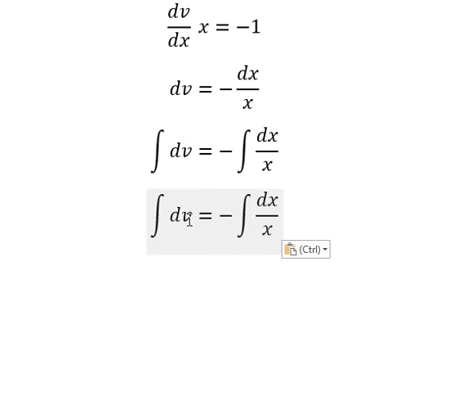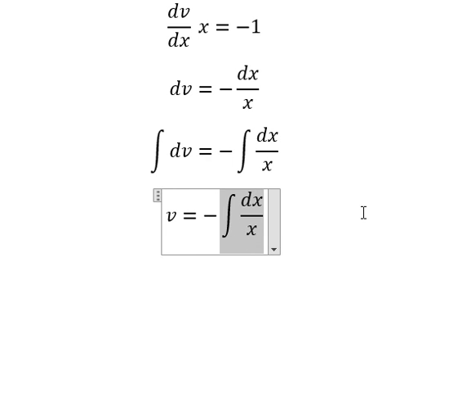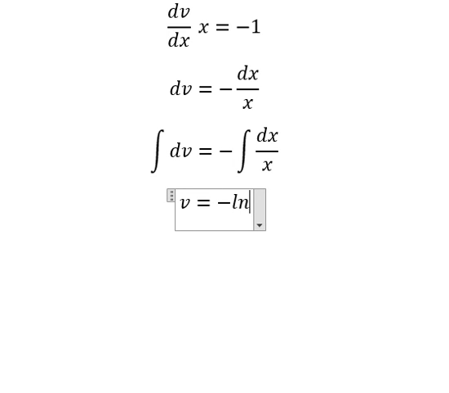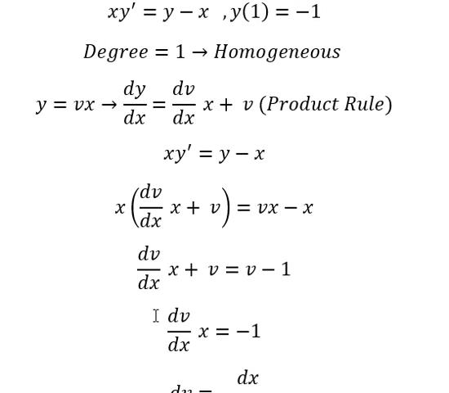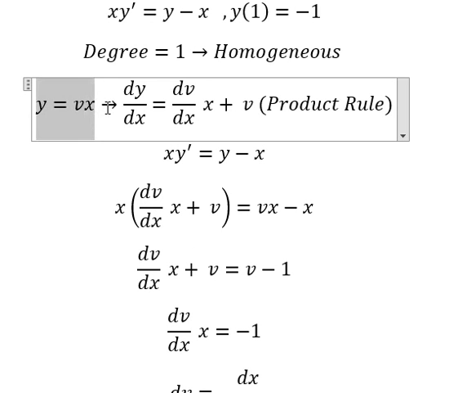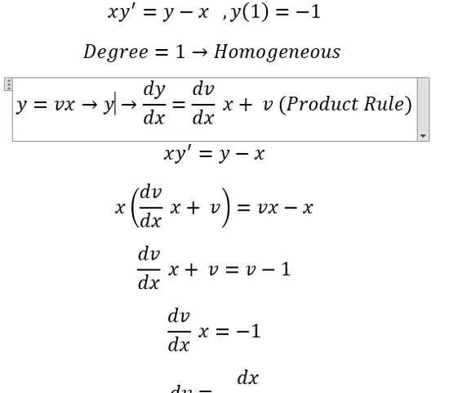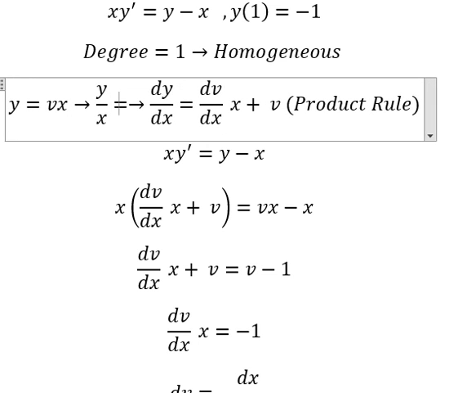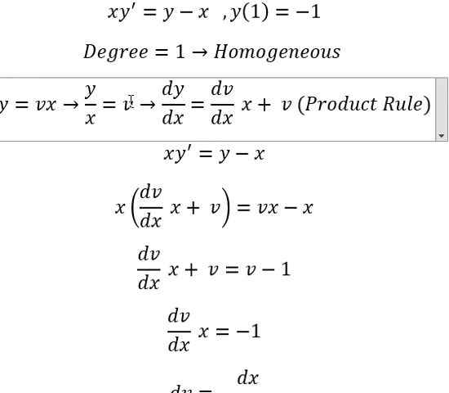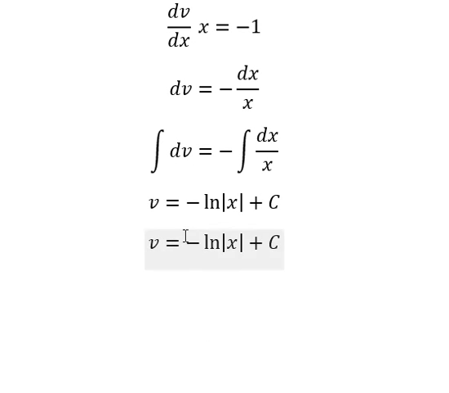The integration of this one is v. The integration of this one, we have Ln of the absolute value of s, and I will put c. About v, that is about this one. So we need to divide both sides by s. And now we need to change v into this one.